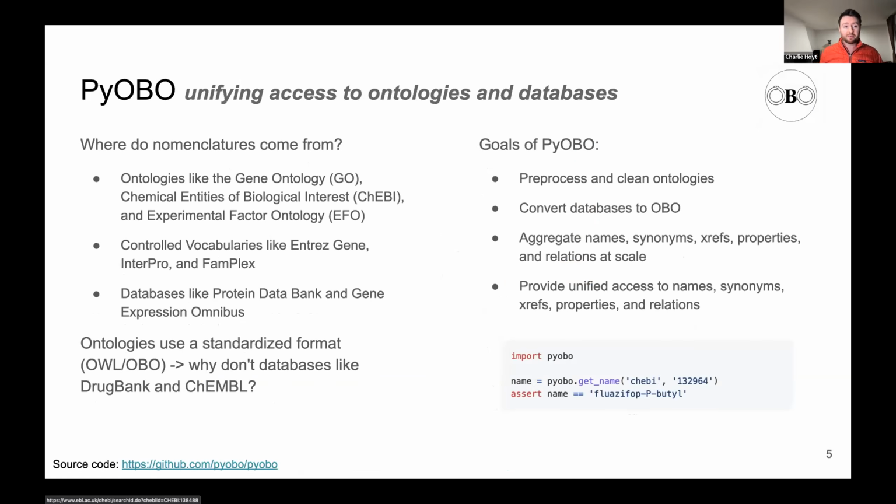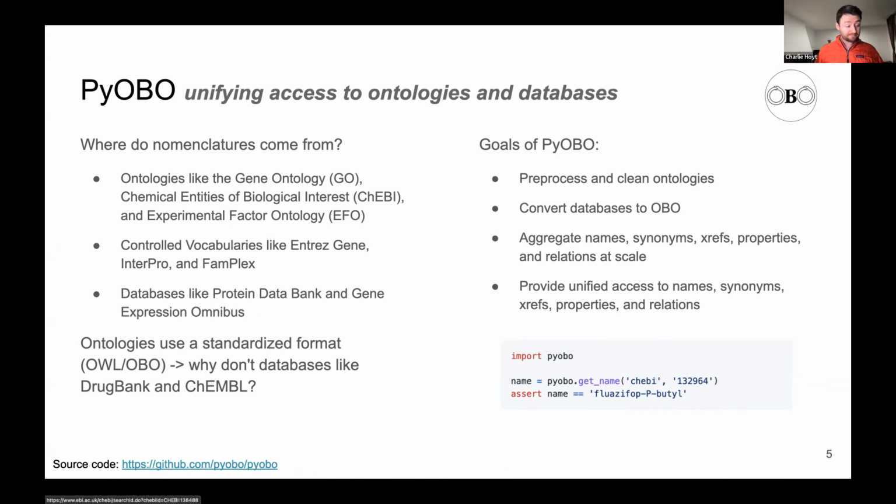All right, so the next step on top of that is, where do nomenclatures come from? We talked about ontologies, but there's also other kinds of controlled vocabularies like the Entrez Gene database, InterPro, and then other resources that are actually databases like the Gene Expression Omnibus. Now, ontologies are using this wonderful standardized format like OWL and the OBO serialization of it. And it makes it really easy to traverse ontologies. But why don't databases like DrugBank and ChEMBL use some kind of standardized format for giving information about their chemicals?